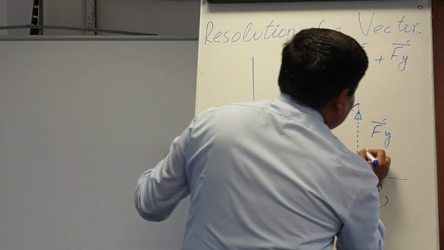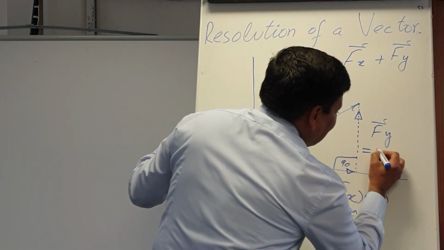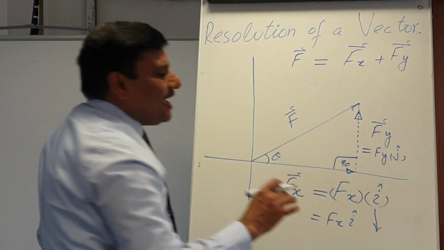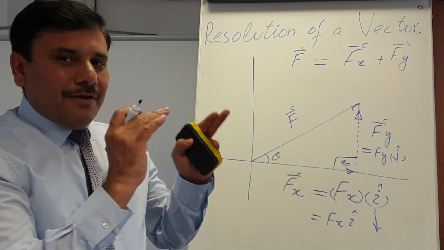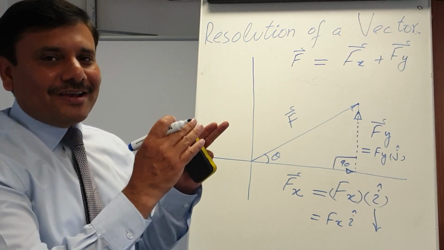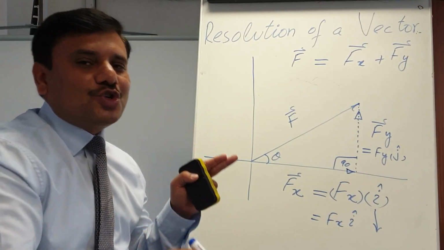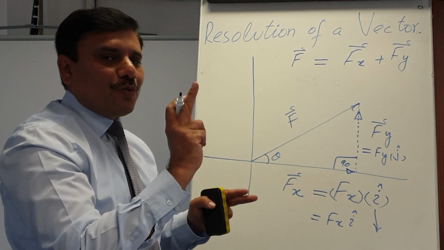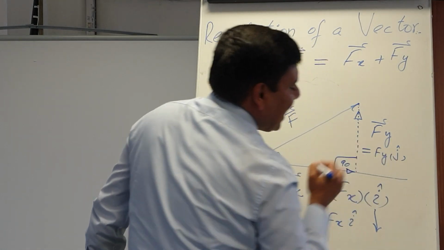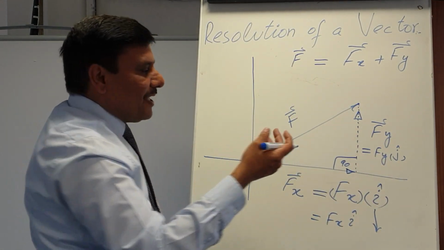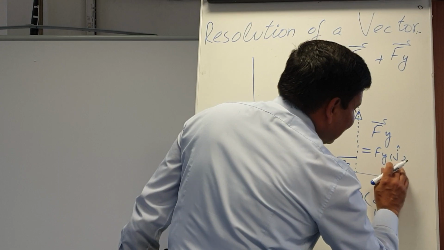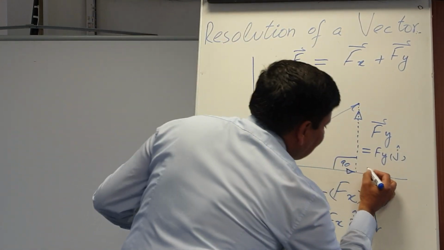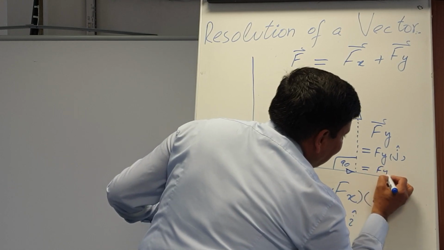Similarly, we can represent fy in this way, fy into j unit vector. So j is also a unit vector which is representing the direction, and the direction of j is always towards the y-axis. So it is also a unit vector which has a magnitude equal to 1. 1 multiplied by fy will remain fy, and j is representing the direction towards the y-axis. So we can simply write fy j.